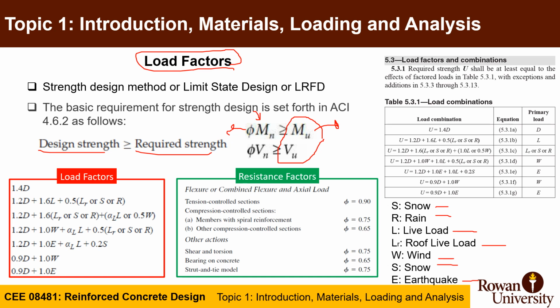You go to ACI table 5.3.1, and you will have a bunch of load combinations from A to G. You can see the first one, including the dead load, is 1.4. The second one is 1.2 plus 1.6 live load, if you have a floor, plus 0.5 times L roof or snow or rain, etc., as you can see here. And you can see another load combination that includes wind and earthquakes.